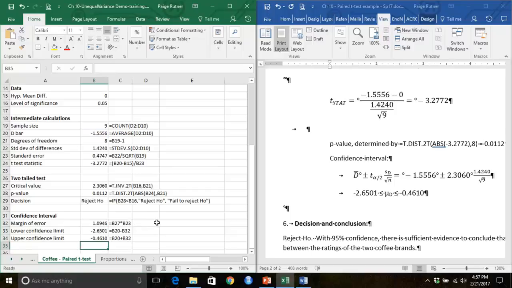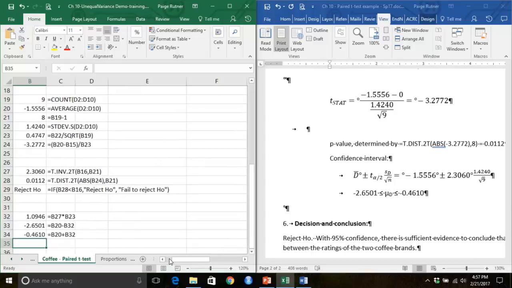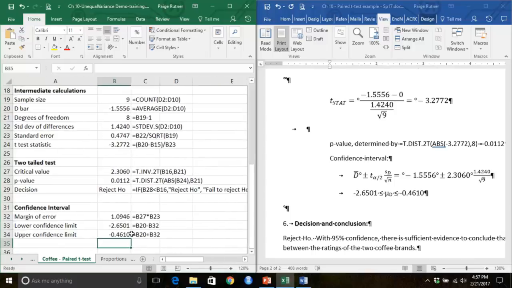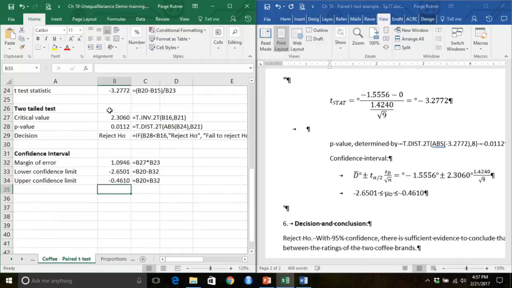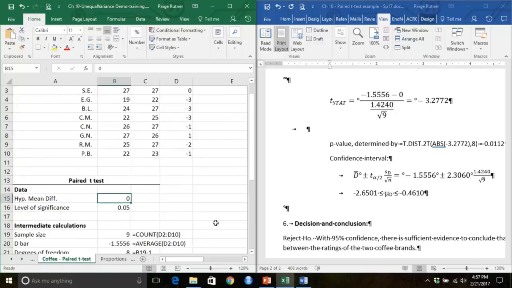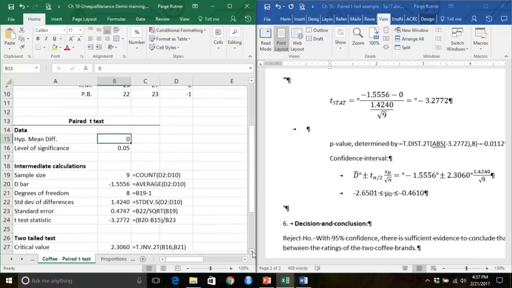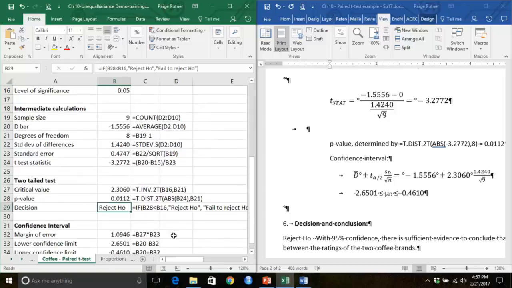And so what we can say based on those computations is that with 95% confidence, the true mean difference in ratings between coffees is between minus 2.65 points and minus 0.46 points. That interval does not include our hypothesized mean difference of 0. Therefore, that takes us to the conclusion that we would reject the null hypothesis. Same conclusion, same decision that we made using the critical value approach and using the p-value.